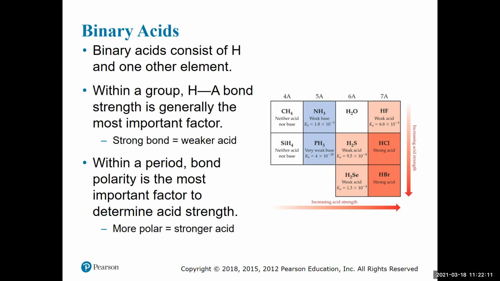And here in this table, there are some Ka values and Kb values that you can take a look at. But in general, acid strength increases as you go from top to bottom in a column, excuse me, and increases as you go left to right in a row.